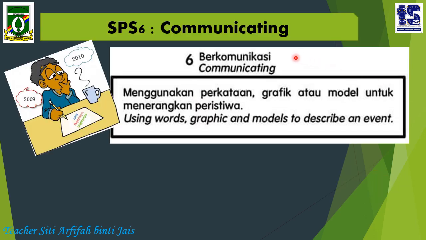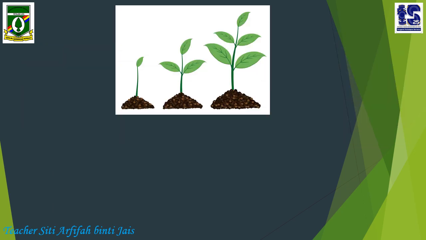Next, science process skills number 6, the last SPS for today, communicating. Using words, graphs, and models to describe an event or to describe any changes around us. This is an example of a diagram. From this diagram, we can understand that the plant grows well. The number of leaves is increasing.